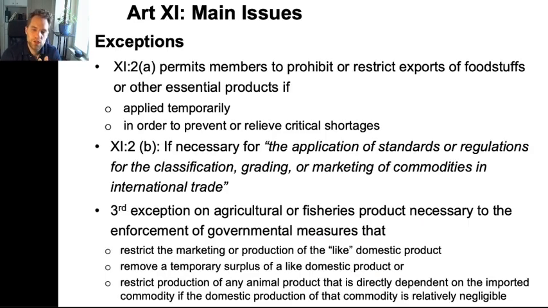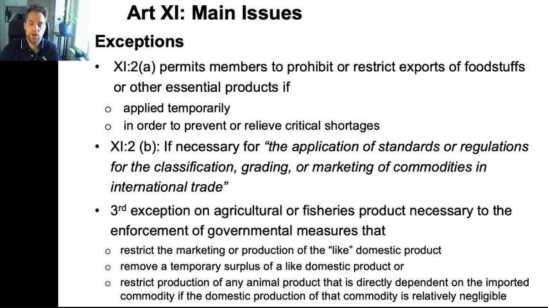So, the first one permits, as you could see, members to prohibit or restrict exports of, most importantly, foodstuffs, but also other essential products, however, only on a temporary basis, because otherwise there would be no sense having Article 11 at all. And also you need to prevent or relieve critical shortages. So exactly what happened during the coronavirus crisis. Then the second main exception to GATT Article 11 is if you take measures that are necessary for, and I quote, the application of standards or regulations for the classification, grading, or marketing of commodities in international trade.